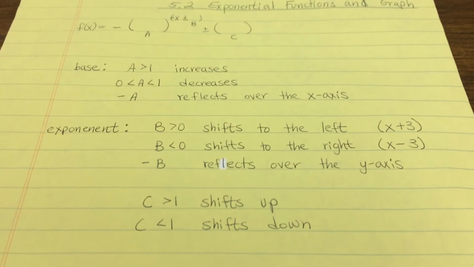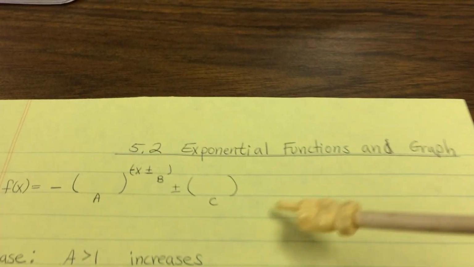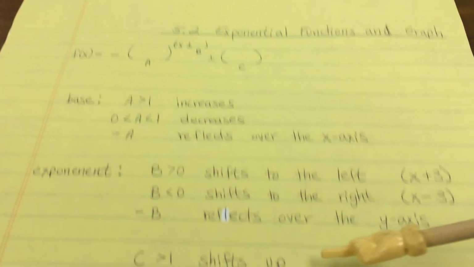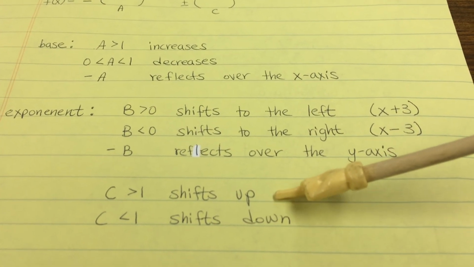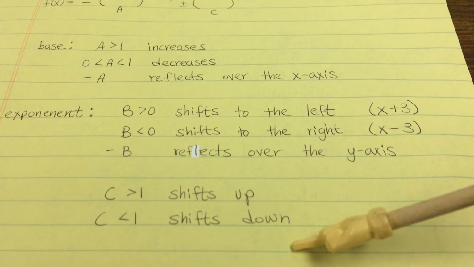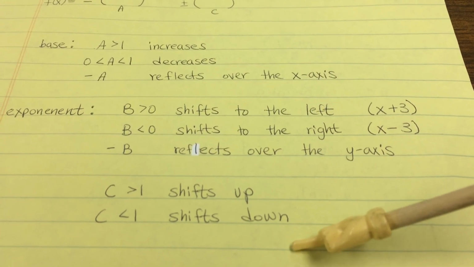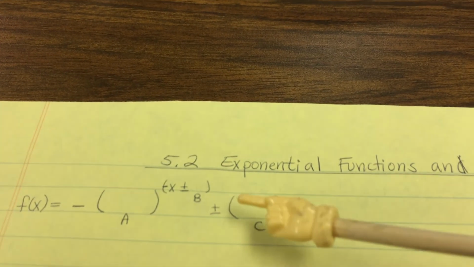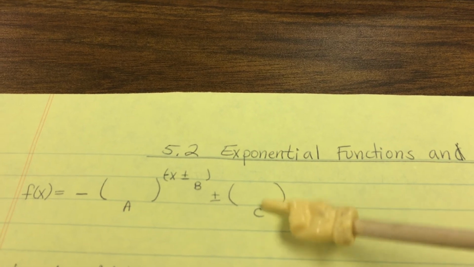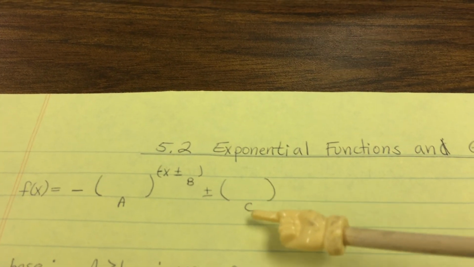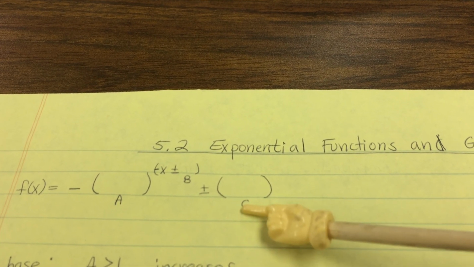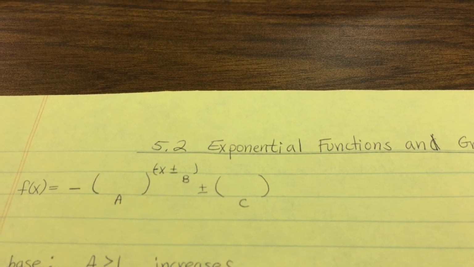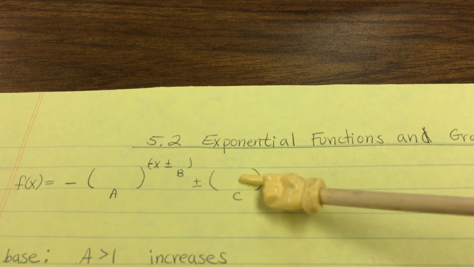Okay, let's also talk about C. So C is this last part right here. So if C is greater than 1, the whole graph is going to shift up. And if C is less than 1, then the whole graph is going to shift down. So it means that if this is a plus something, then it's going to be obviously greater than 1. So the whole graph is going to shift up. If it's minus something, since it's negative, it's going to shift down instead. Okay? So this is up and down.